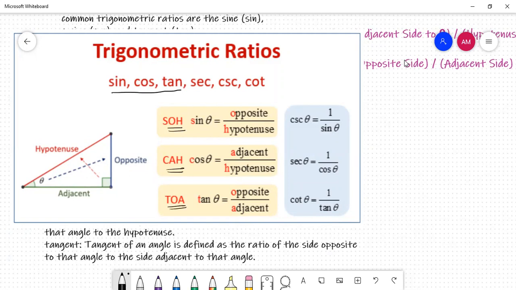So in order to define sine theta, what word are we using? SOHCAHTOA. Sine theta is opposite side by hypotenuse. What is cos theta? Cos theta is adjacent side by hypotenuse. What is tan theta? Opposite side by adjacent side. SOHCAHTOA only helps us remember the sine theta, cos theta, and tan theta definitions. And if we take the reciprocals, the reciprocal of sine theta is cosecant theta, reciprocal of cos theta is secant theta, and reciprocal of tan theta is cot theta.